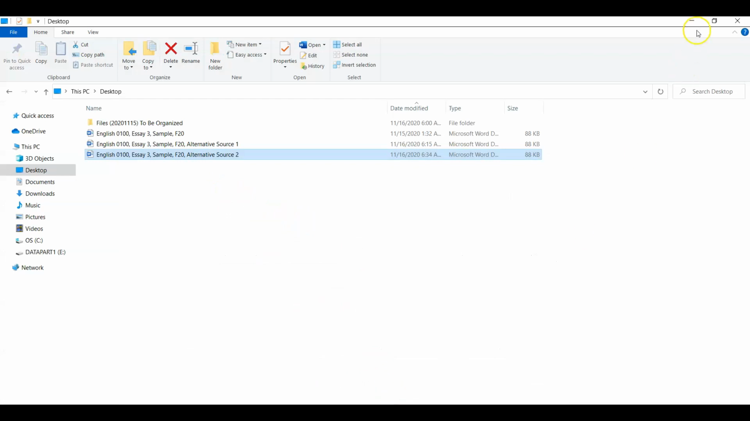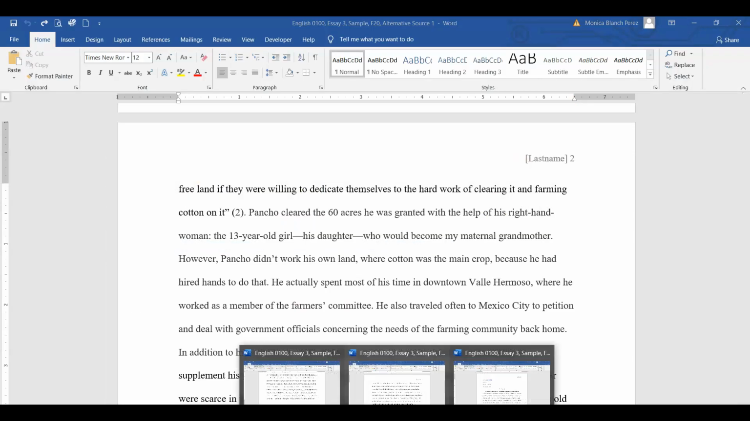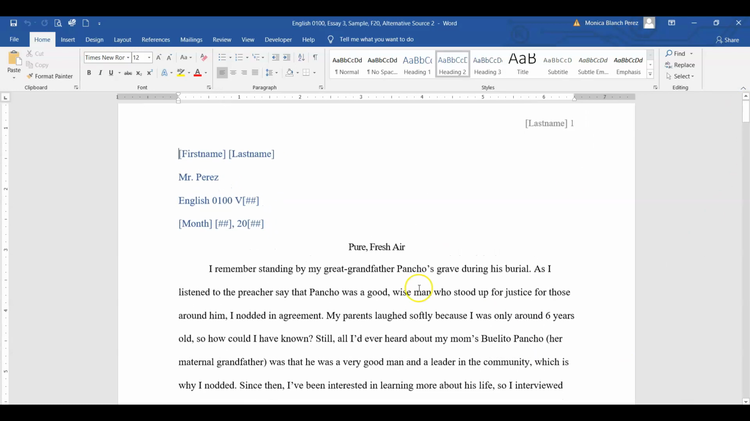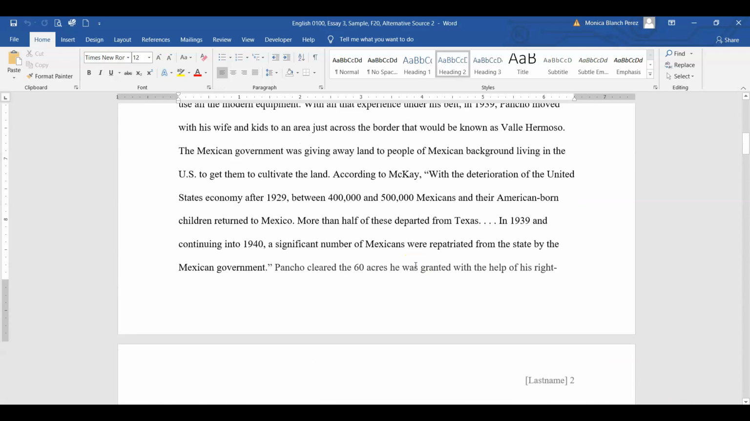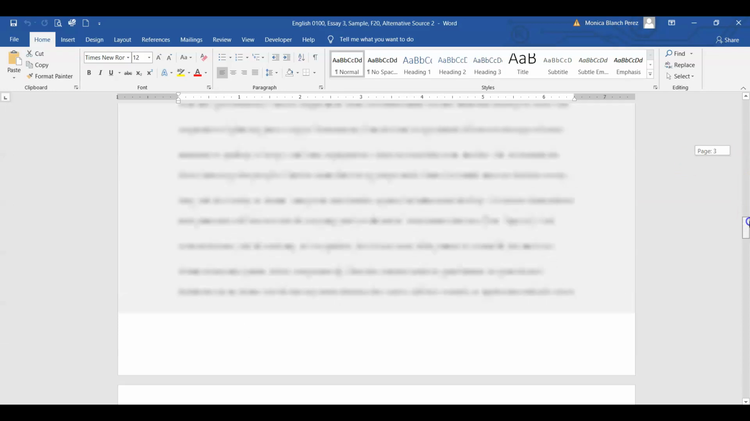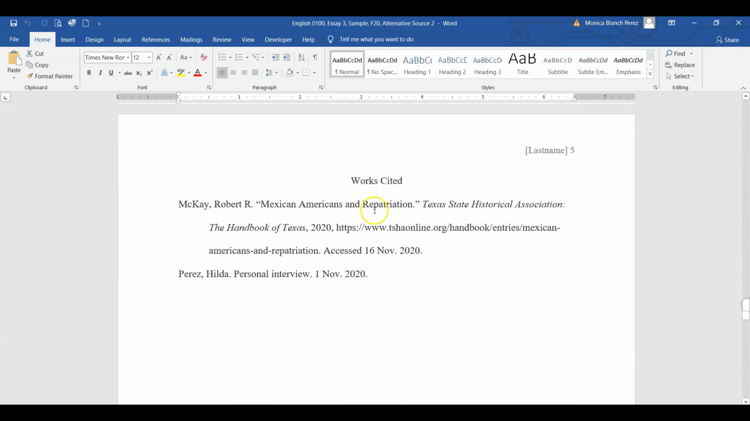So for this one, I don't need to do that. I already have it open. It's right over here. Okay, so here is my same essay. This time, I quoted another article, according to McKay. And what is this McKay article? Well, let's find it.